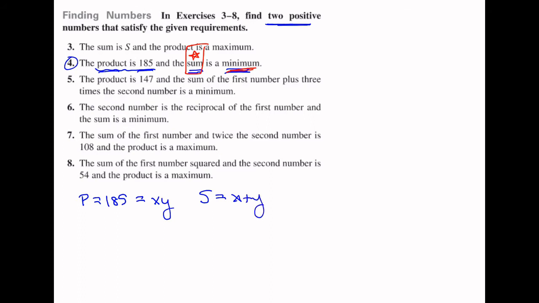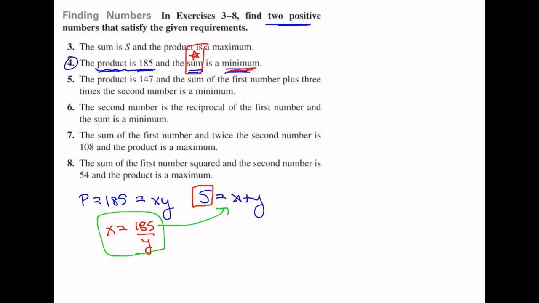So we are going to want to find the derivative of the sum to figure out where it's at its minimum, where its optimal value is going to be. But right now there's too many variables. There's an x and a y. So in this equation, I need to look for x or y to get by itself. It doesn't matter. I'm going to choose to get the x by itself. So x is 185 divided by y. And now that I have that by itself, I can take that and plug it in for x over here.